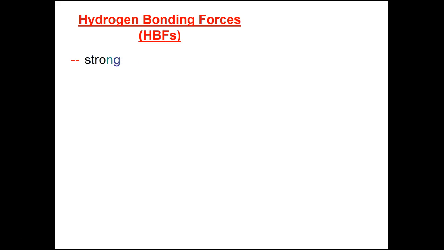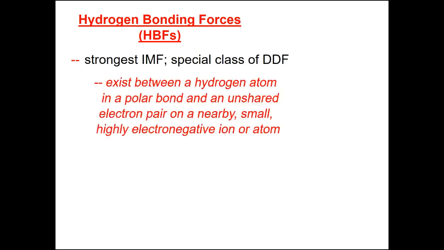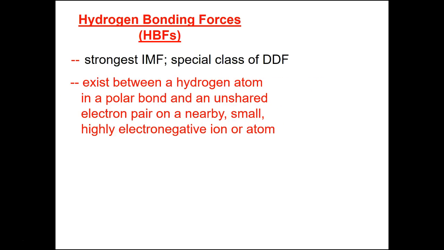Hydrogen bonding is a special class of dipole-dipole interaction. It has a greater interaction than a regular dipole, so it is one of the strongest IMFs we can have. Hydrogen bonding exists between hydrogen and only three other things: hydrogen and oxygen, hydrogen and nitrogen, hydrogen and fluorine. If it's not one of those three, then it's not considered hydrogen bonding.